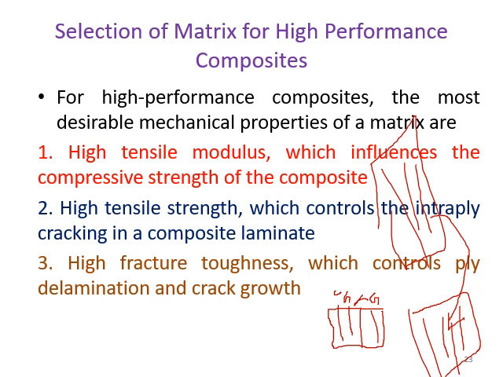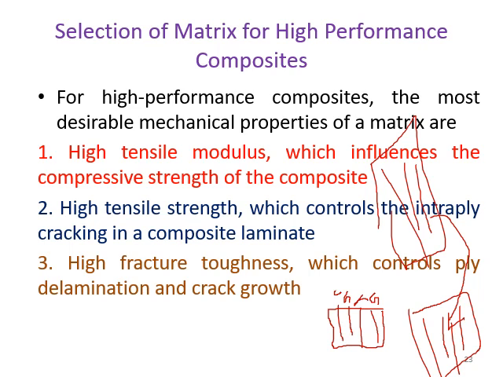If the matrix has high tensile strength, then it will control the intraply cracking in a composite laminate. These details we will look at in later classes, but for now just remember that for a matrix to be used in a high performance composite, it should have a high tensile modulus, as tensile modulus also influences the compressive strength. It should have high tensile strength, which controls the intraply cracking in a composite laminate, and it should have a high fracture toughness, right?